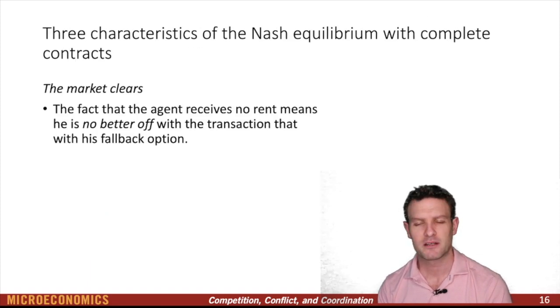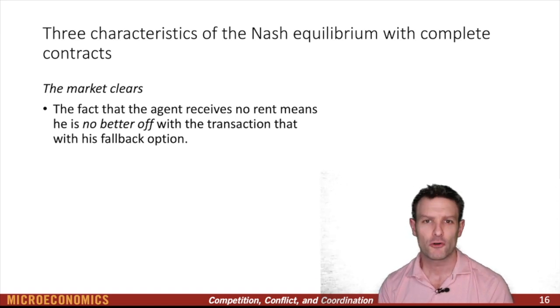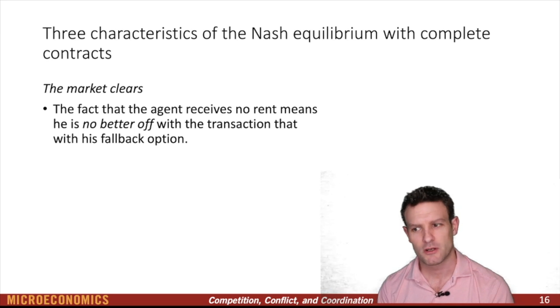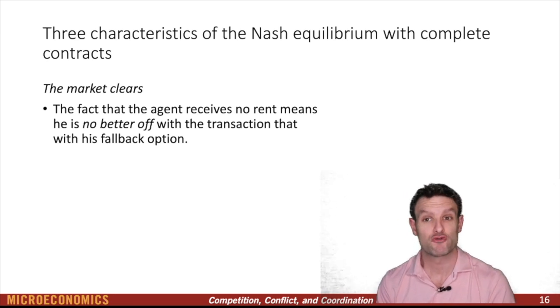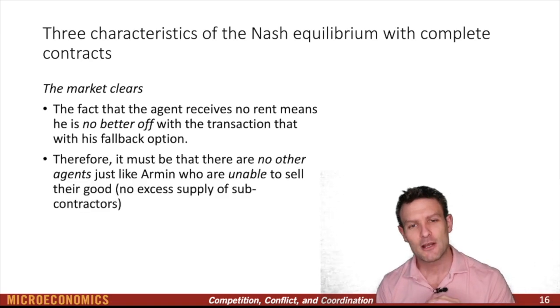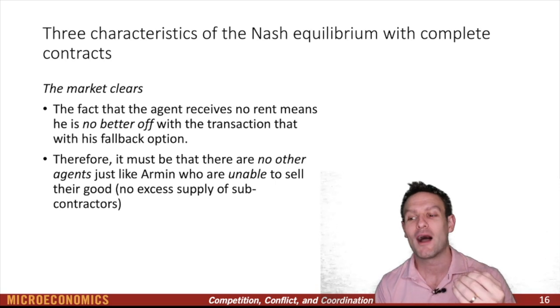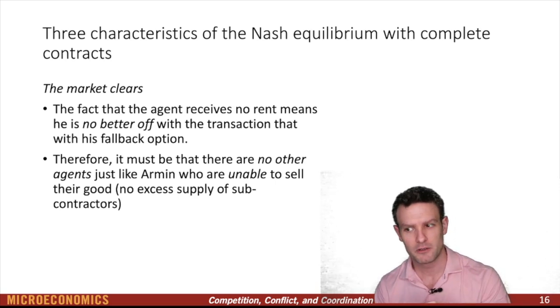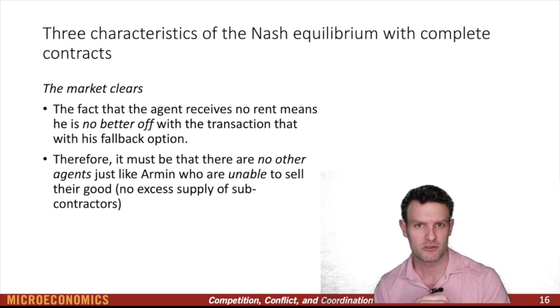And finally, the market clears. So the important thing here is that enforcement rents, or rents in general, are the consequence of markets that do not clear. So the fact that the agent receives no rent means he is no better off with the transaction than he would be at his fallback position. Therefore, it must be that there are no other agents just like Armin who are unable to sell their goods.